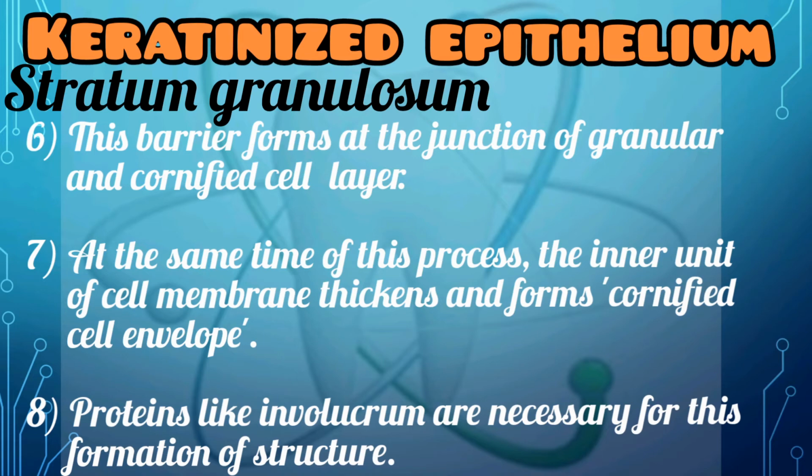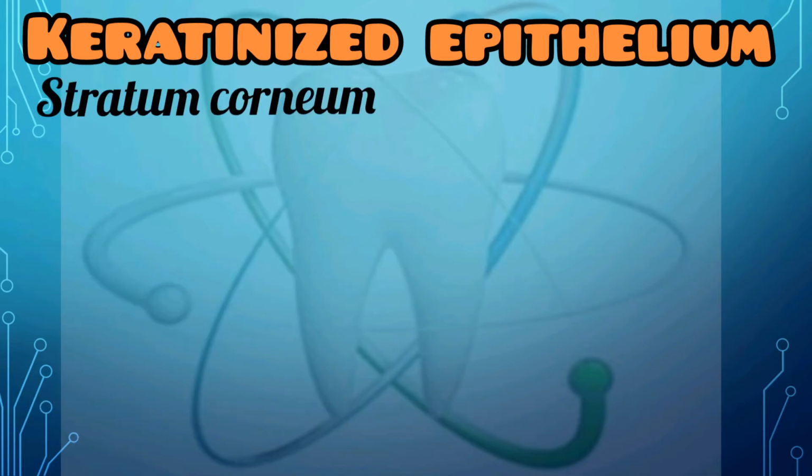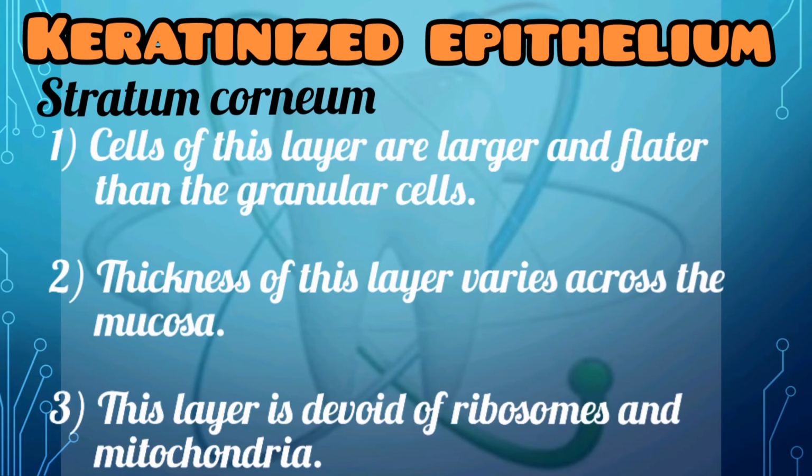Several proteins like involucrin are important for the formation of this structure. The next layer is the stratum corneum. This layer is made up of keratinized cells, which are larger and flatter than the granular cells. The thickness of this layer varies at different sites of the oral cavity.